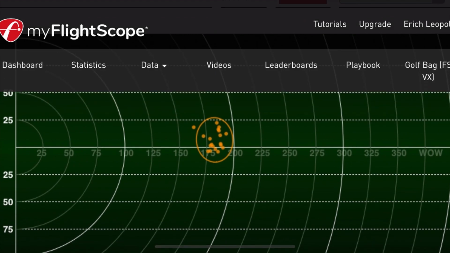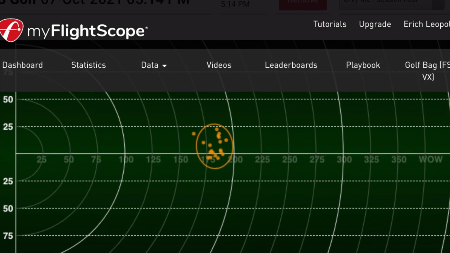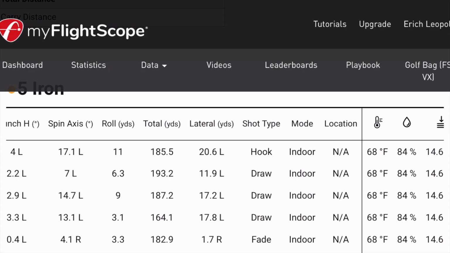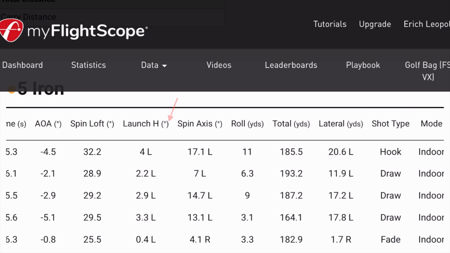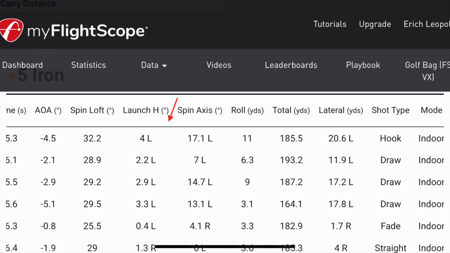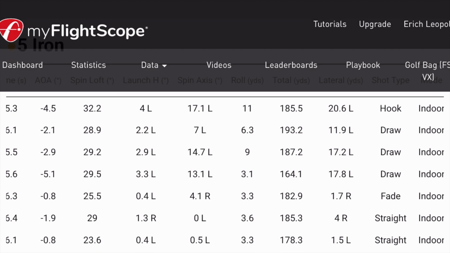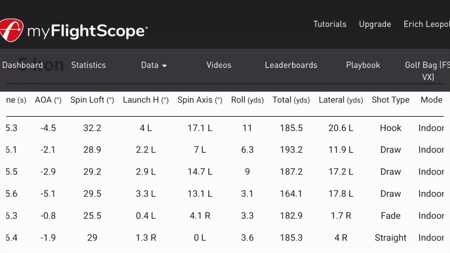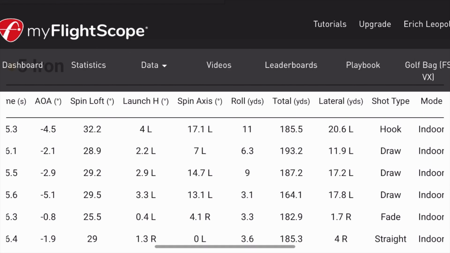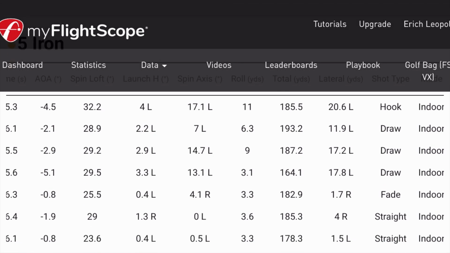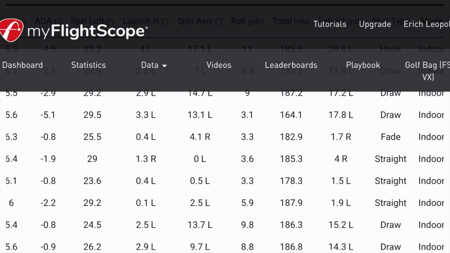Okay, so I'm going to show you these stats for myself with a 5 iron. I was hitting really well, and I can show you here if I focus on the launch horizontal and the spin axis. Basically, if you spin it to the left, it's going to be a draw, so it's not going to get you in trouble. The only time it's going to get you in trouble is if you start the ball to the left, like the very first one. 17, that's a lot of left curvature, and I also started the ball to the left, so that's definitely a hook.